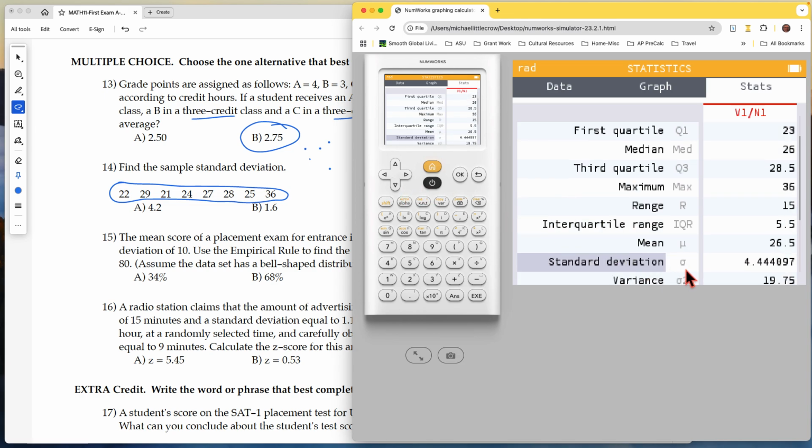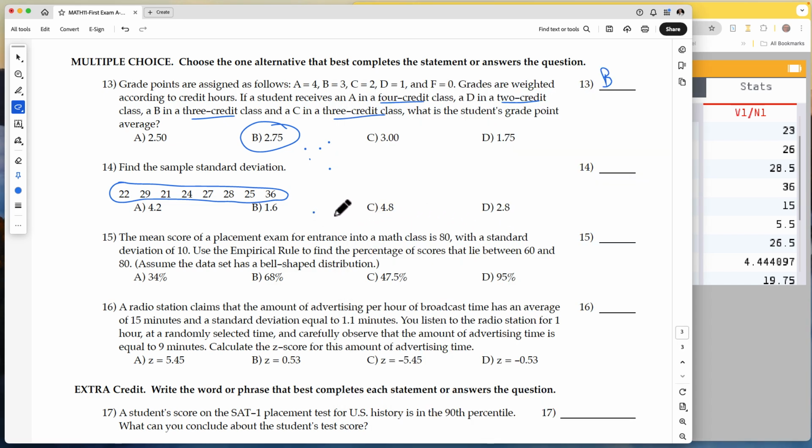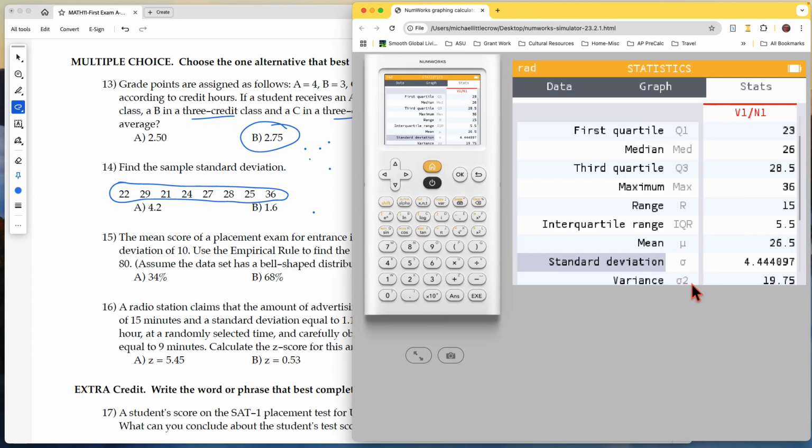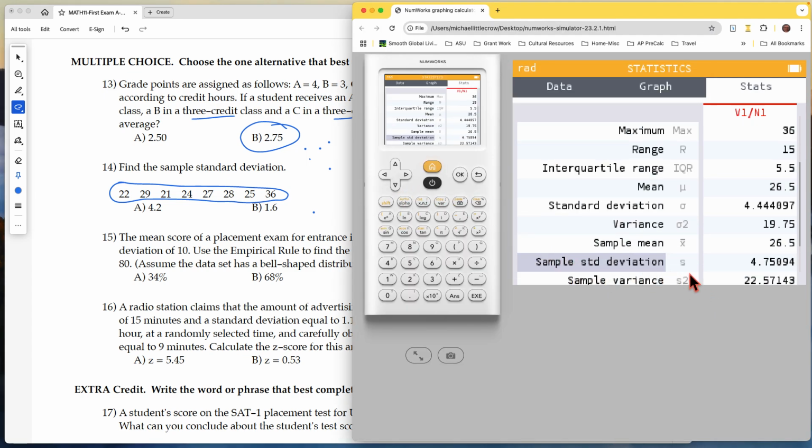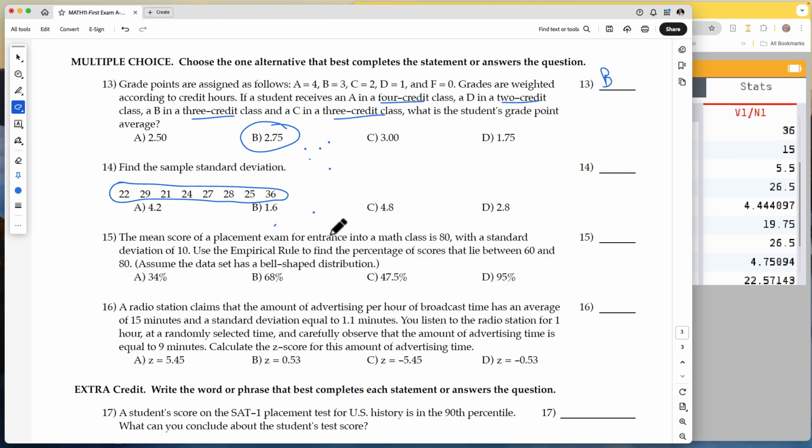This first one, this is a population. That little symbol is a sigma, it's a Greek letter, that's for the population. They want the sample standard deviation. Notice, well, that number 4.44 is not even here, but if we go down a little bit further, the sample standard deviation with the letter S, 4.75, 4.8, they rounded it. Okay, so we go with C.